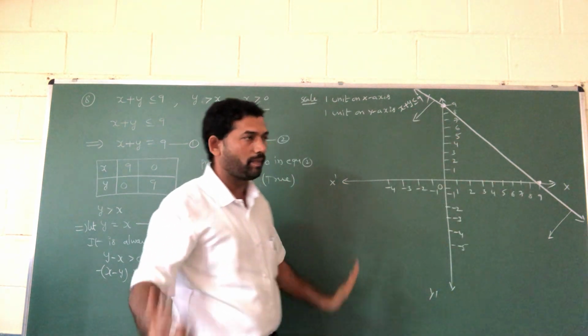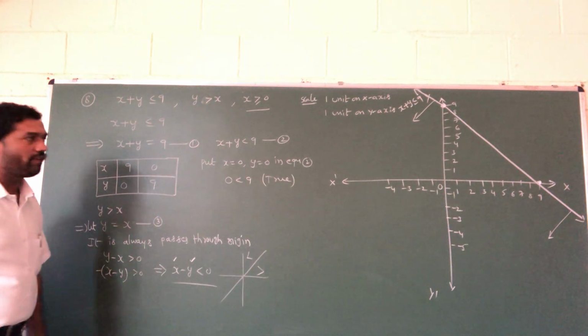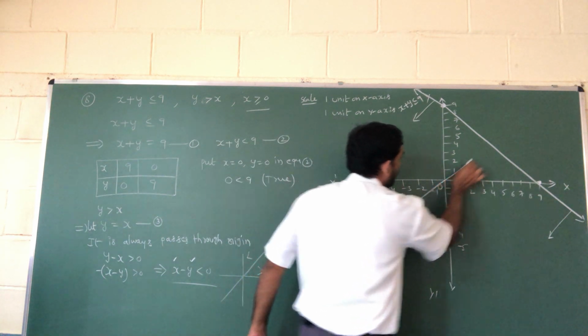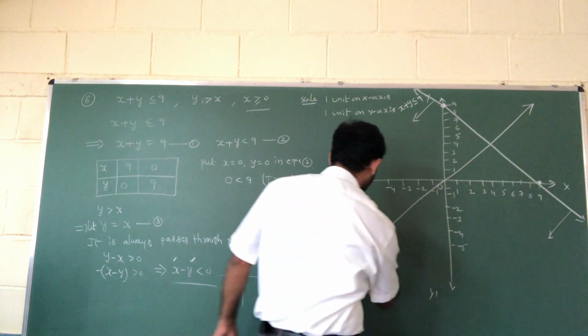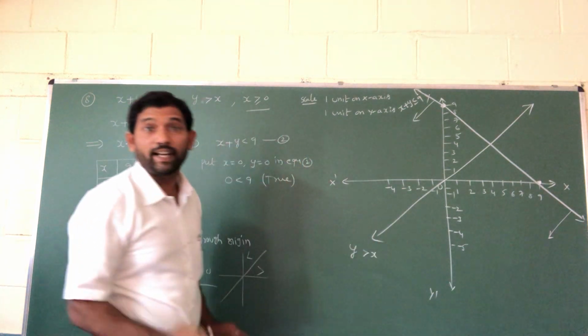Remember this. Next one is y is equal to x, which always passes through origin. I said always passes through origin. This is y greater than x.